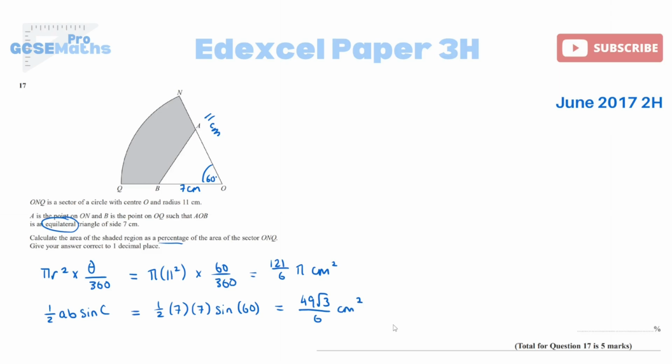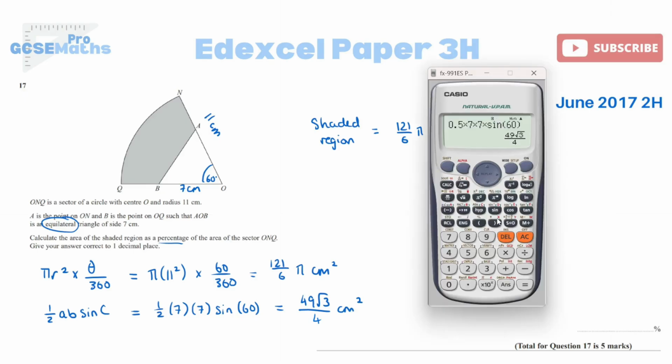To find the shaded region, I have to subtract these two. So the shaded region is the whole sector, which was 121 over 6 pi, minus just the triangle. So it's still my answer, so I might as well just use it as my answer.